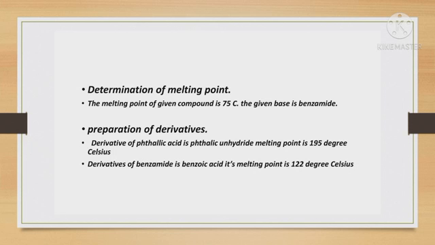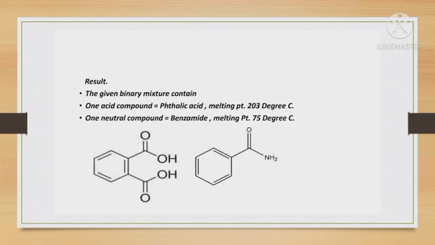Preparation of derivatives. The derivative of phthalic acid is phthalic anhydride. Melting point is 195 degrees Celsius. The derivative of benzamide is benzoic acid. Its melting point is 122 degrees Celsius. Now the last point of this experiment is the result. The given binary mixture contains one acid compound, which is phthalic acid, melting point 203 degrees Celsius, and one neutral compound, benzamide, melting point 75 degrees Celsius.